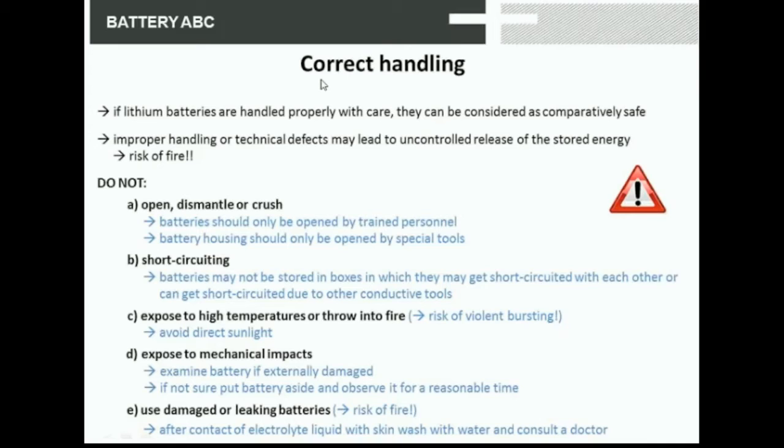Please do not expose lithium-ion batteries to high temperatures or throw those batteries into fire. Please do not expose lithium-ion batteries to mechanical impacts. Not good for the battery. Do not damage those batteries, and please do not use damaged batteries. Very important.